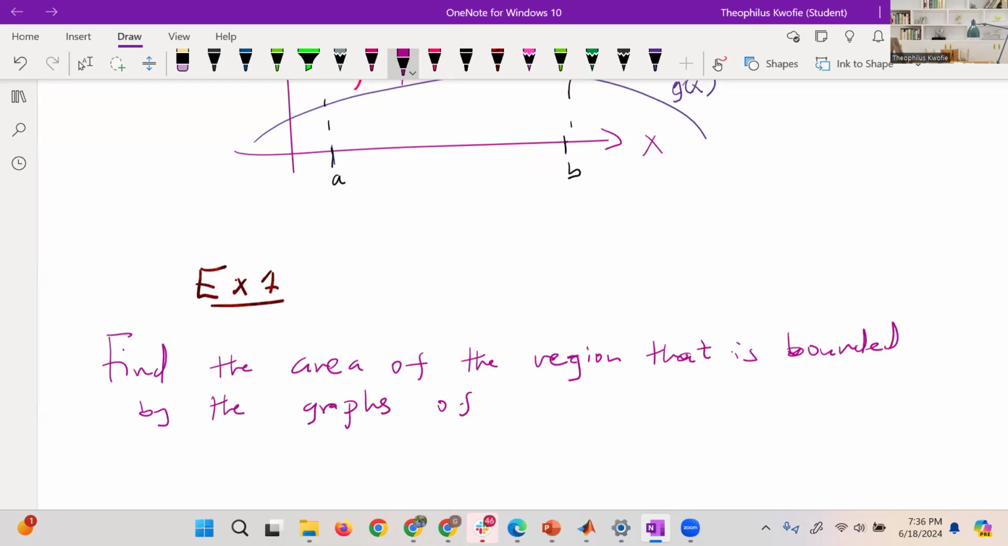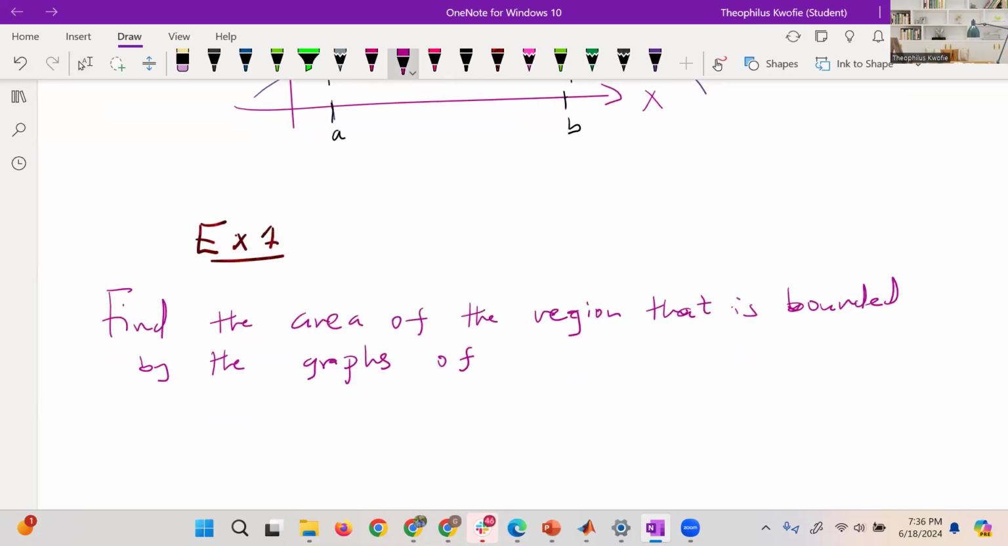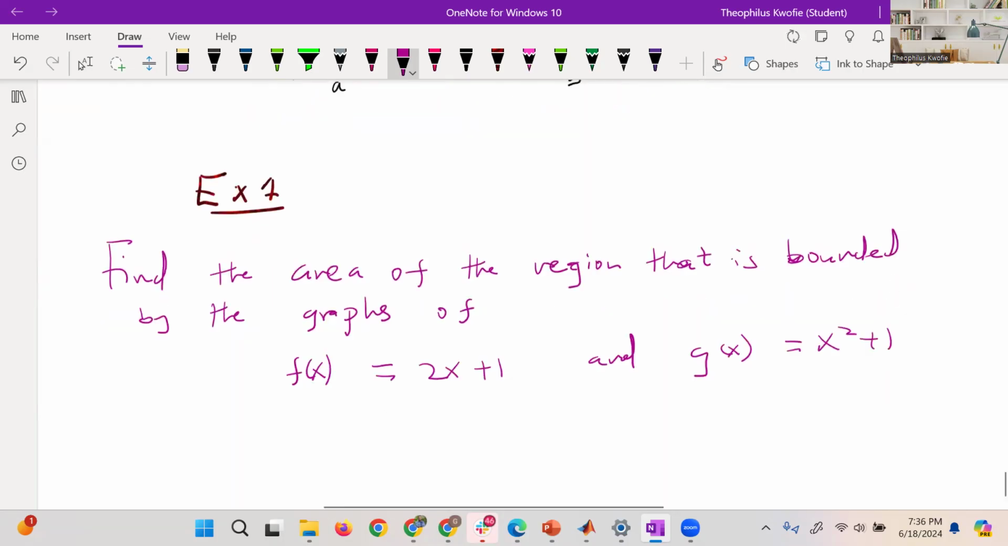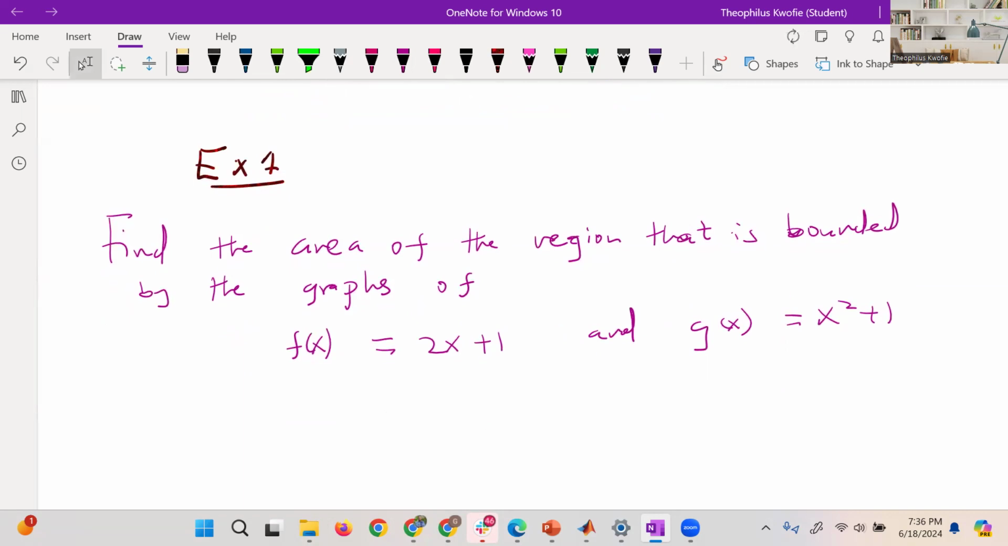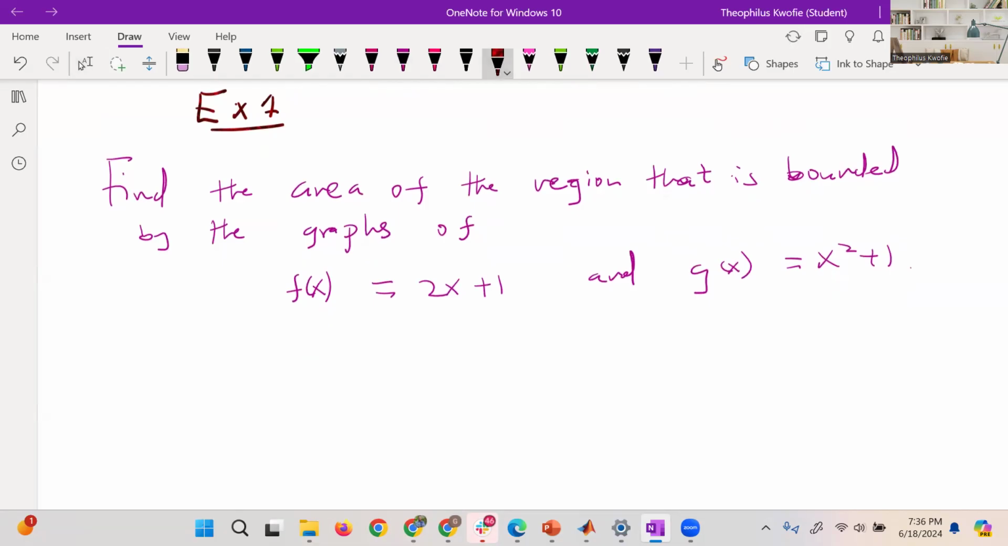by the graphs of the first function f of x equal to 2x plus 1, and g of x equal to, let's say, x squared plus 1. How do we find the area of the region that is bounded by the graphs of these two functions? That is the first problem of the day. All right, so let's go straight to the point.